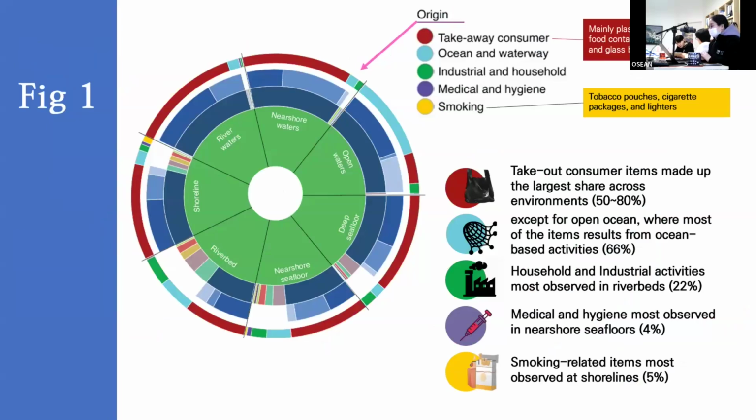In terms of litter origins, takeout consumer items made up the largest share across environments, accounting for 50 to 88% of each environment, except for the open ocean, where most of the items resulted from ocean-based activities. The largest share of items originating from household and industrial activities was observed in riverbeds. Items with a medical and/or hygienic origin, widely attributed to toilet flushing, were more prevalent in nearshore sea floors. Smoking-related items such as tobacco pouches, cigarette packages, and lighters were most abundant on shorelines, even though the widespread cigarette filters and cigar tips were excluded from the analysis due to their small size and inconsistent sampling across inventories.